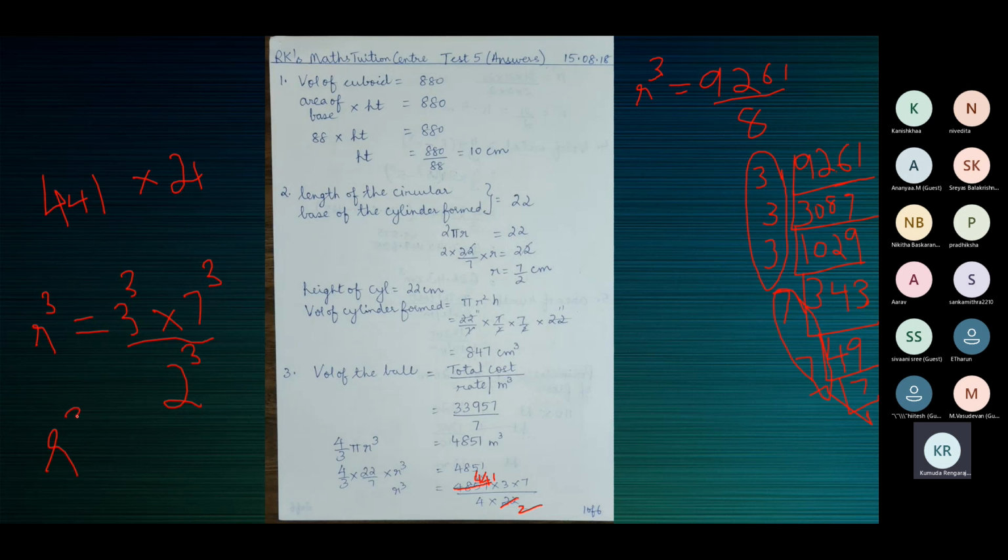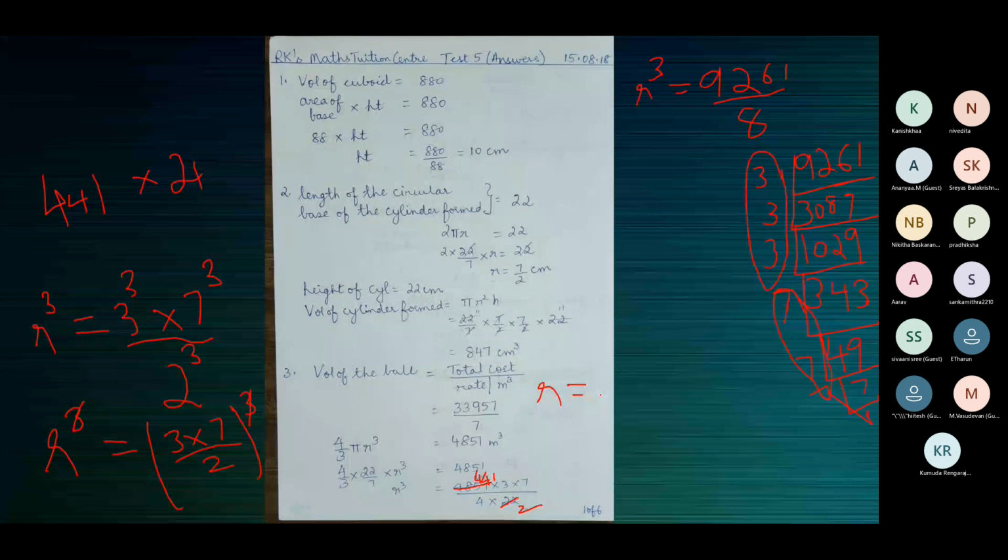So r cubed is equal to, you can write this as 3 into 7 by 2 the whole cube. Everything is raised to the power 3, right? 3 to the power 3, 7 to the power 3, 2 to the power 3. So 3 into 7 by 2, the whole power 3. So r is equal to 3 7s are 21. The cubes don't cancel like this, but I'm just showing you. So r is equal to 21 by 2, which is 10.5.